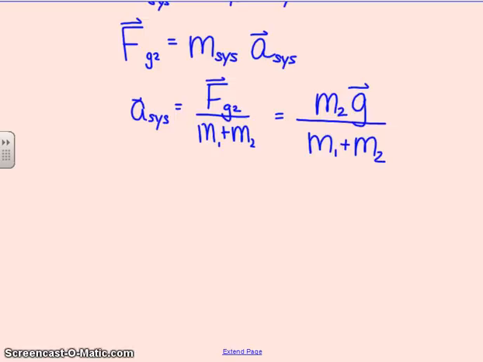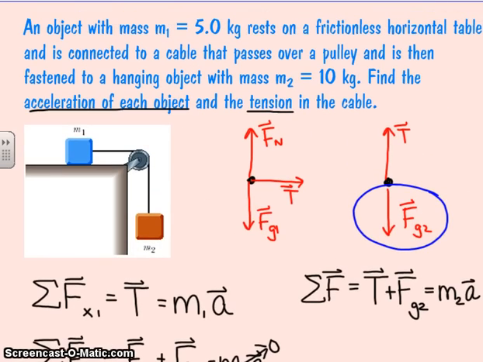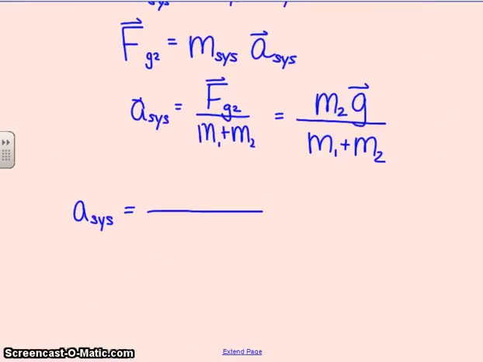The other thing that I'm going to do is I'm going to stop worrying about vectors. I'm just going to solve for the acceleration, the magnitude of the acceleration of the system. Since I'm not worrying about vectors, I'm not going to plug in a negative sign for g. M2 is 10 kilograms and M1 is 5 kilograms. So I have 10 kilograms times 9.8 meters per second squared divided by 15 kilograms.